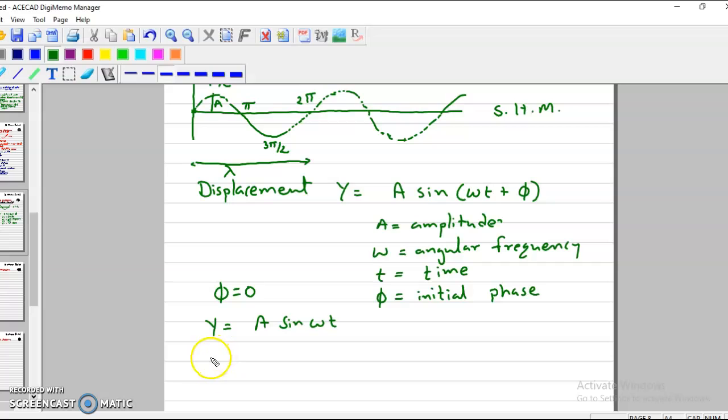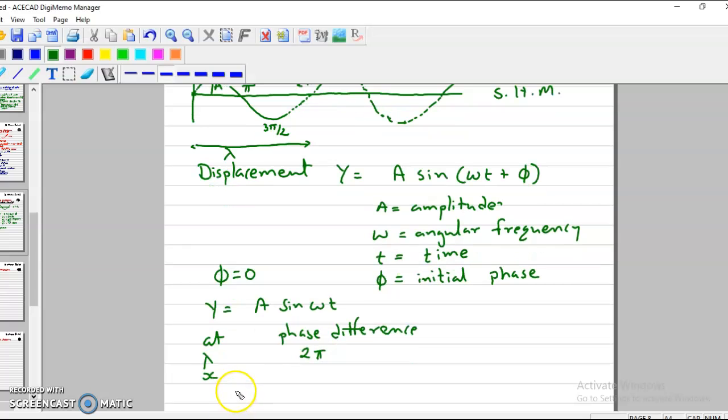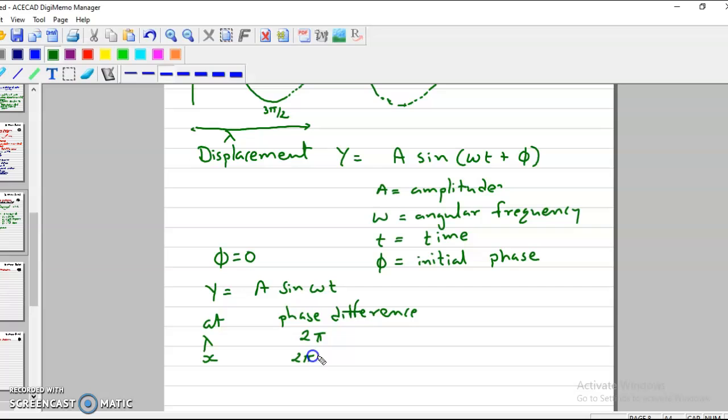So at lambda distance, the phase difference which appears is 2 pi. Then at any distance x, what will be the phase difference? At lambda, if the phase difference is 2 pi, then at x, the phase difference would be 2 pi upon lambda into x. If we write this as kx, then k is a constant which is equal to 2 pi upon lambda.